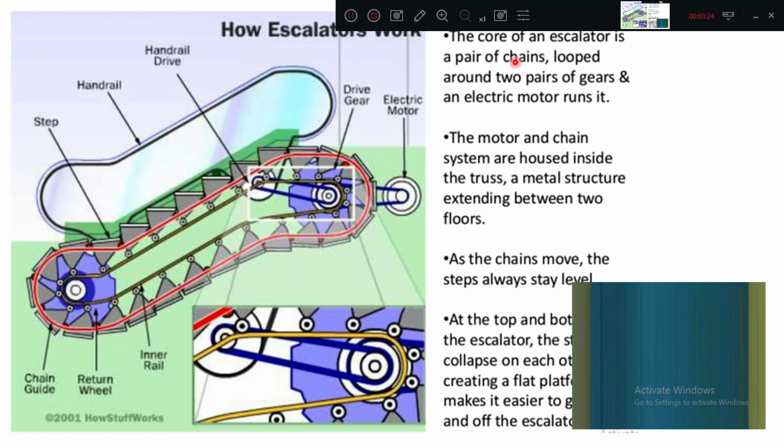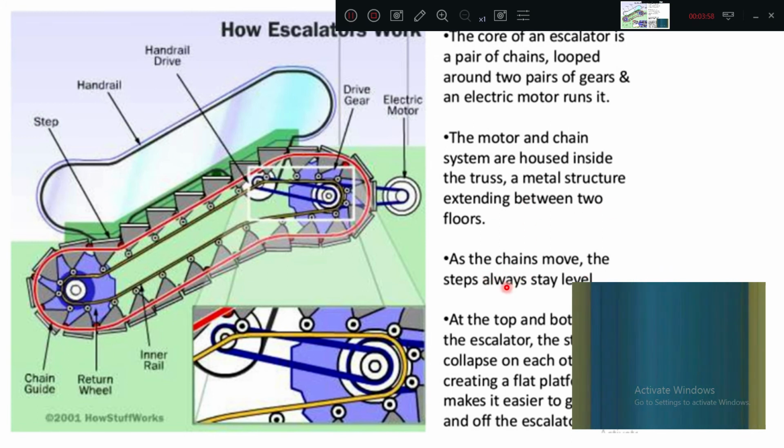Now, the core of the escalator is a pair of chains. The chain is looped around two pairs of gears, and an electrical motor runs them. This is the electrical motor, and these two are dependent upon it. The motor and chain system are housed inside the truss. So this motor, sprocket, chain, everything is inside the truss, which is a metal structure.